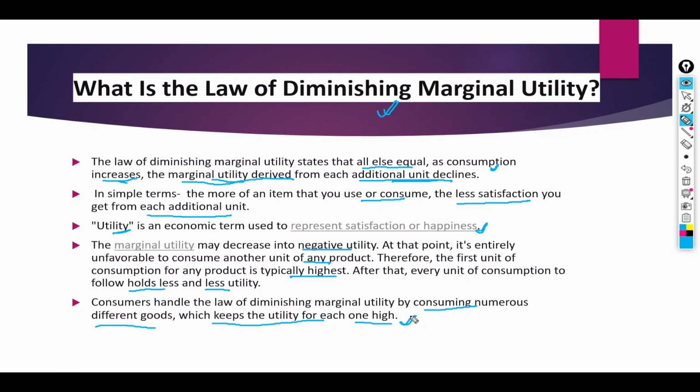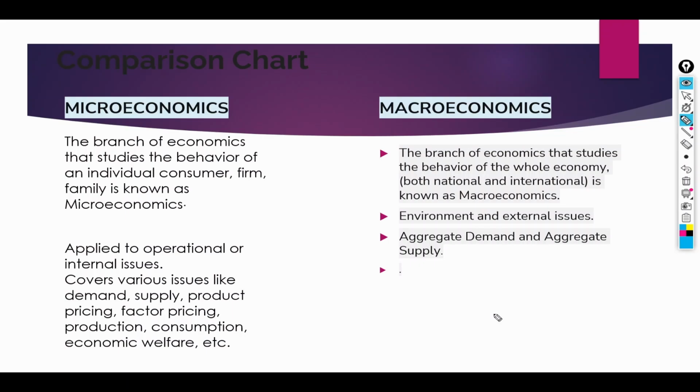Okay, hope you're understanding and enjoying these concepts. Now come to this comparison chart. In the first slide only we have done microeconomics and macroeconomics. So you might be hearing this term many times. So look what the basic difference is. In microeconomics, the branch of economics that studies the behavior of an individual consumer, firm, family is known as micro. So the keyword is individual.